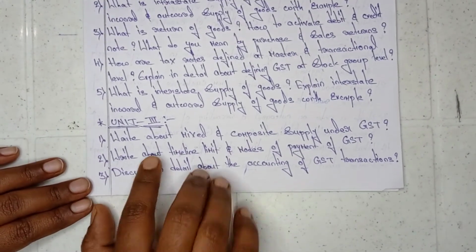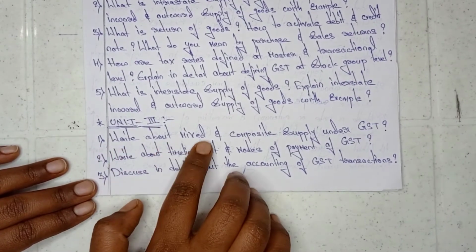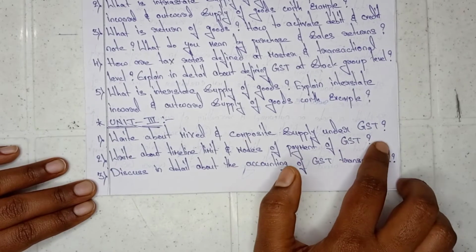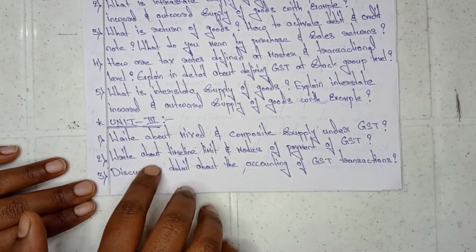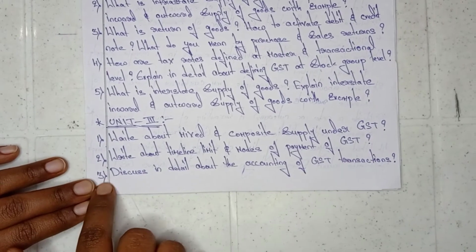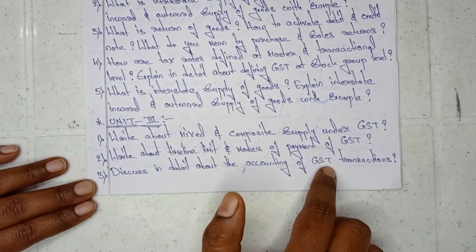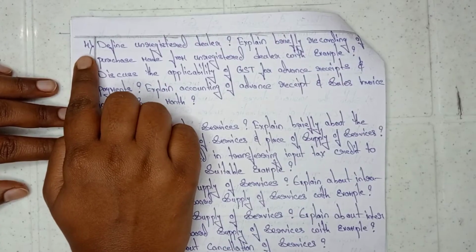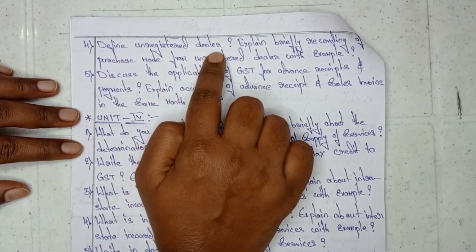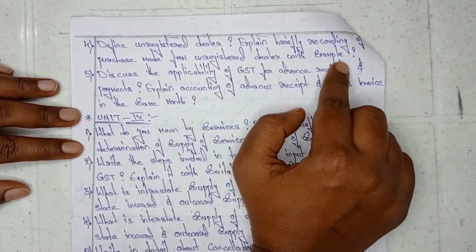Now coming to the third unit, the first important question is write about mixed and composite supply under GST. Second question is write about the timeline limit and modes of payment of GST. Third question is discuss in detail about the accounting of GST transactions. Fourth question is define unregistered dealer. Explain briefly recording of purchase made from unregistered dealer with example.